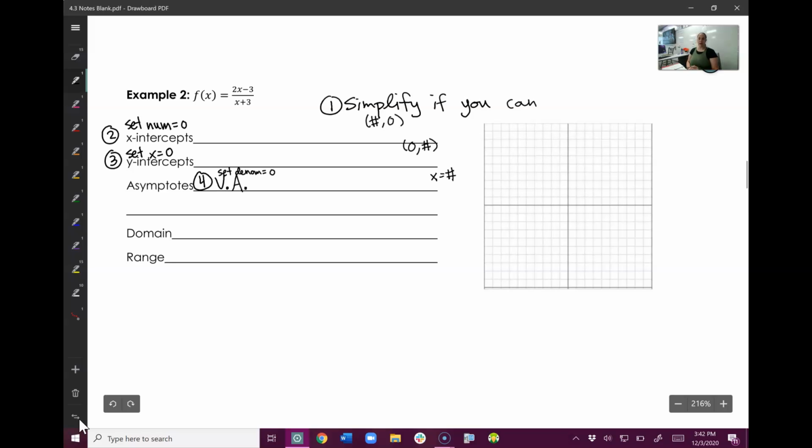So with that in mind, I would like you to pause the video, try to solve for these 3 steps on your own, and then come back and see how you did.